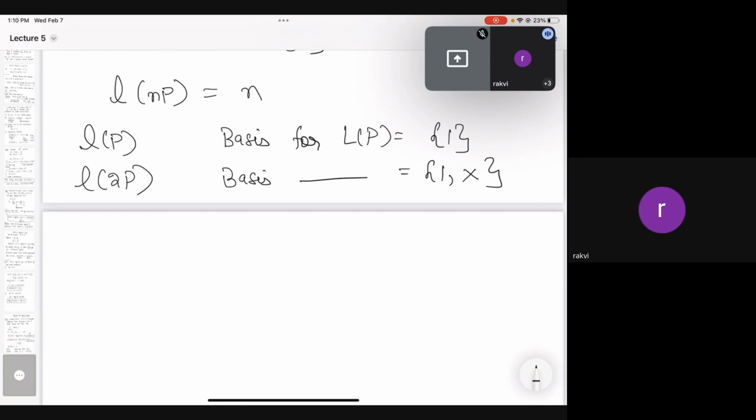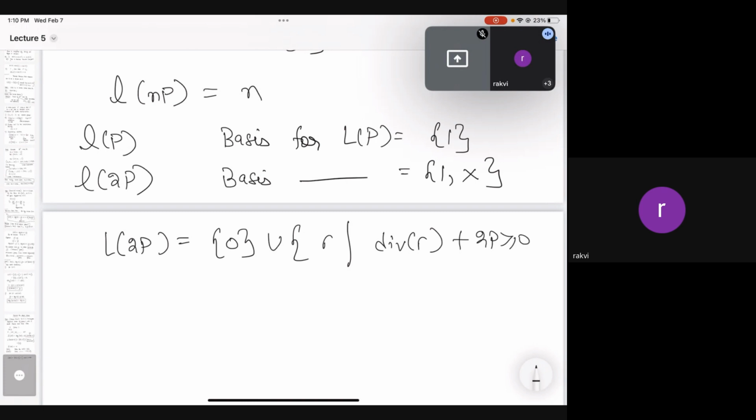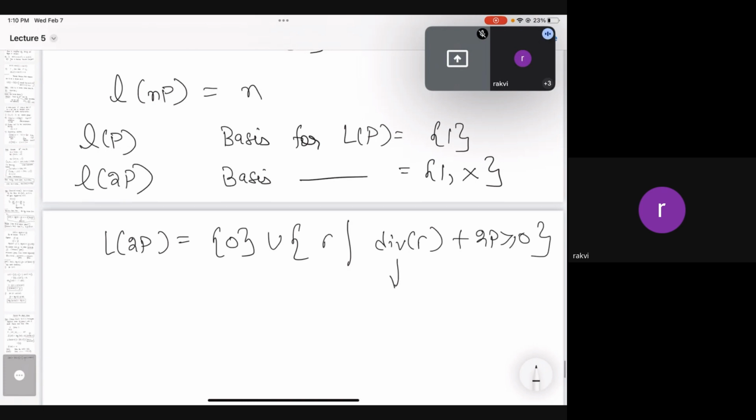Now let's look at x closely. Where does x lie? x lies in L of 2P, right? But what is L of 2P? L of 2P consists of 0 and all those functions r such that when I take the divisor of r and add it to 2P, it should be bigger than or equal to 0. But then what does that tell me about this divisor of r? Well, just rearranging terms, obviously this is bigger than or equal to minus 2. But then what does that tell me about the poles?